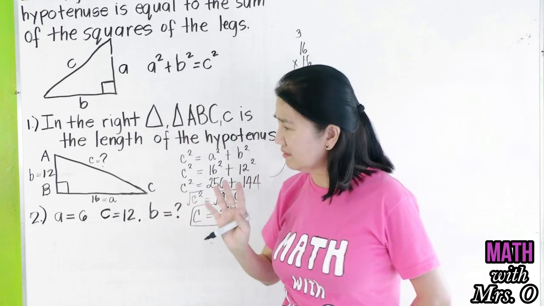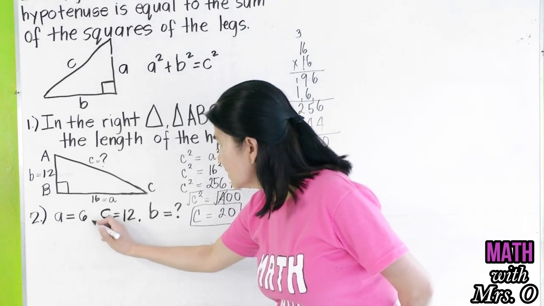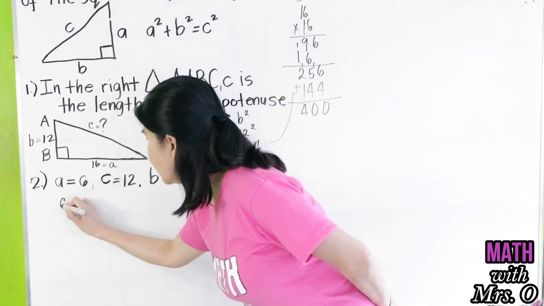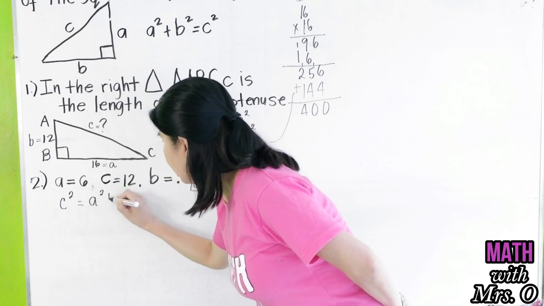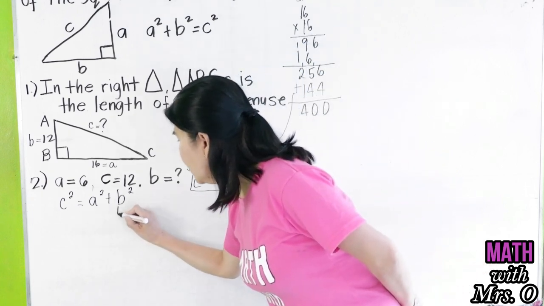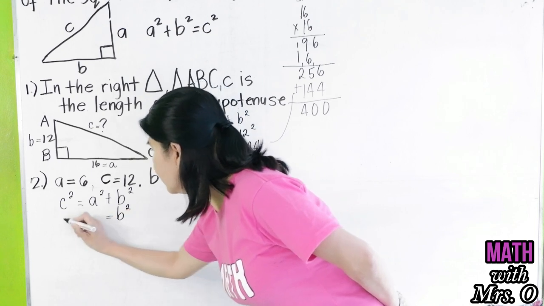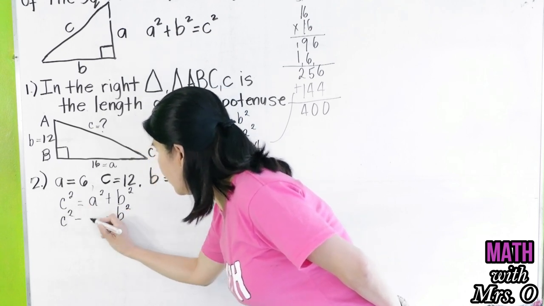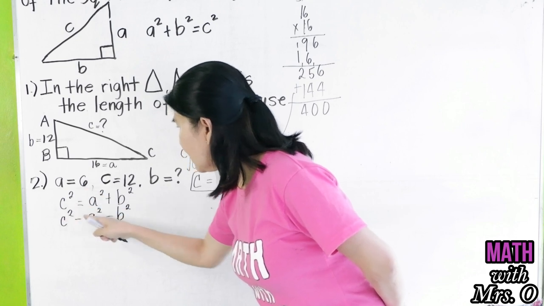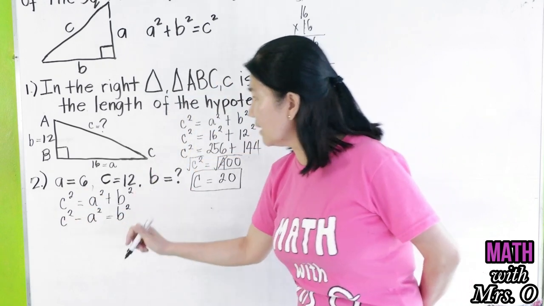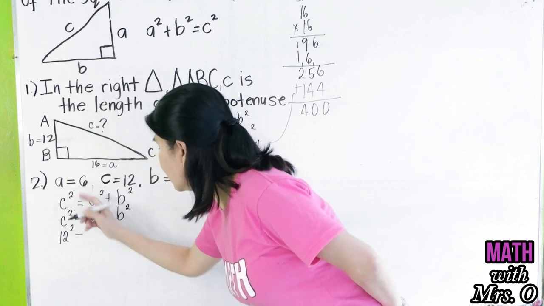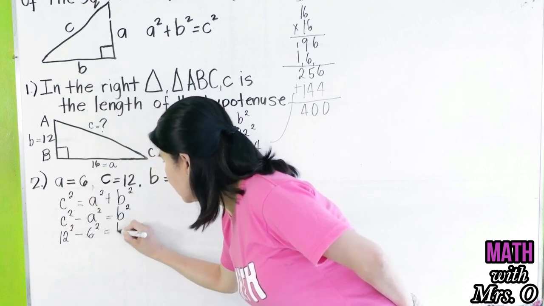Let's have another example for clearer view. So if A equals 6, C equals 12, what is B? So still apply the Pythagorean theorem. We have here C squared equals A squared plus B squared. B is the one unknown here, so we can now leave B on one side and transpose A squared to the other side. So B squared equals C squared minus A squared. Substitute the values. C is 12, so we have here 12 squared, minus A is 6, 6 squared equals B squared.